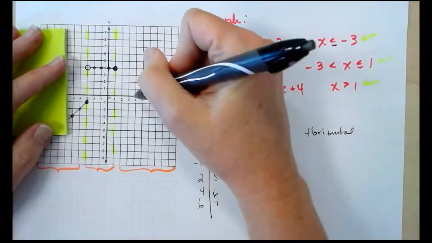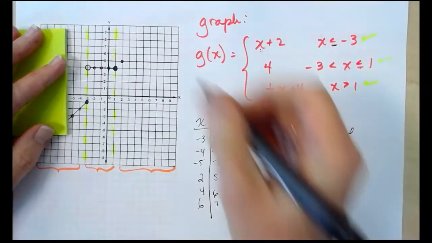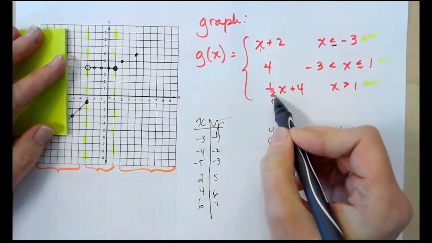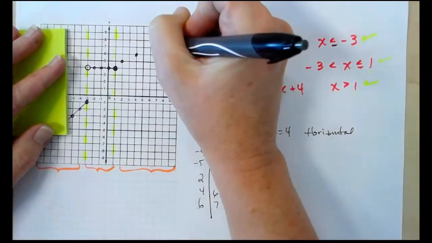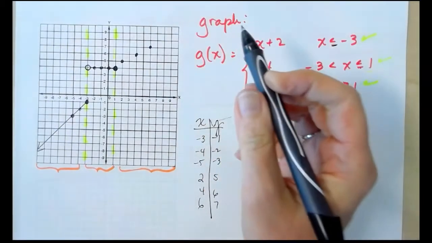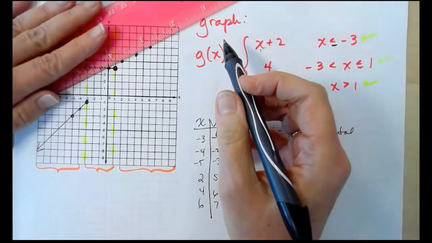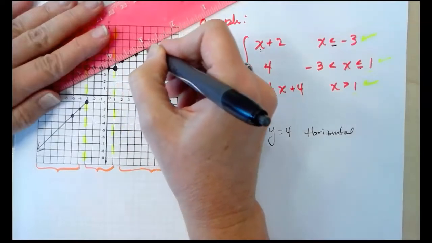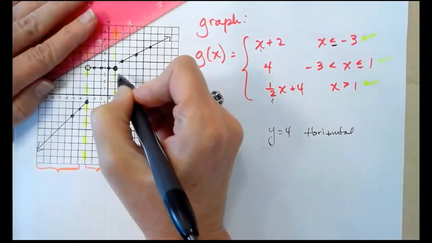So over 2 up 5. Over 4 up 6. See how the slope is not as steep? It's only a half now. Over 6 up 7. And this gets a little tricky. So notice that we're going to go there, but what is happening in this space?